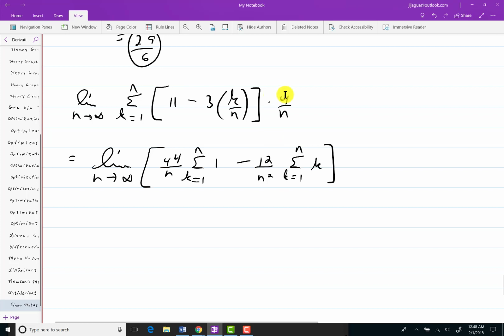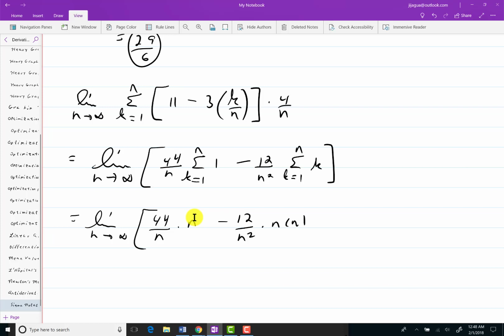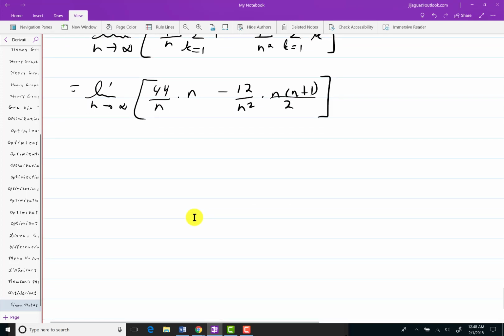So for this one here, I had the 3 and the 4 gave me the 12. There was a k hanging around in the numerator. N times n gave me the n squared. So this is the limit as n goes to infinity of 44 over n times n, minus 12 over n squared times n plus 1 over 2. Cancel these n's. And you'll just get a 44 for that part.